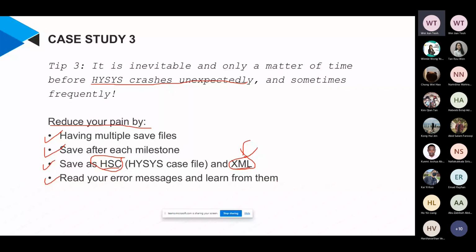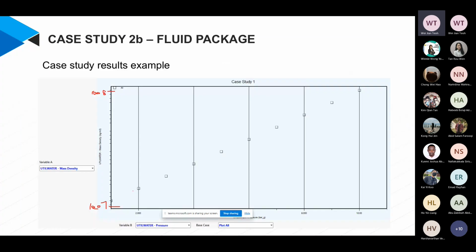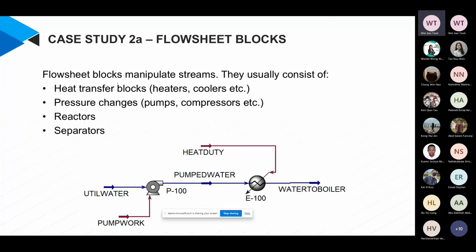So let's move on to the third case study we have for today, which is the reactions. You can go back to this slide, right? We see that there are 4 main types of flow sheet blocks. We have heat transfer, we have pressure changes, we have reactors, and we have separators. And we have covered the simple ones.